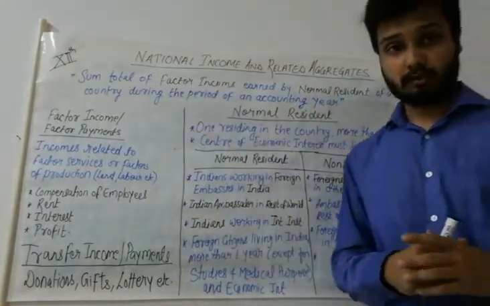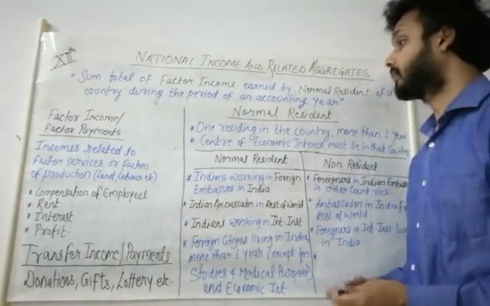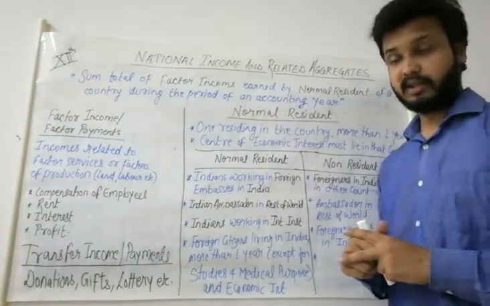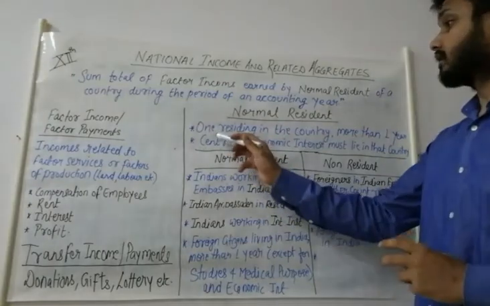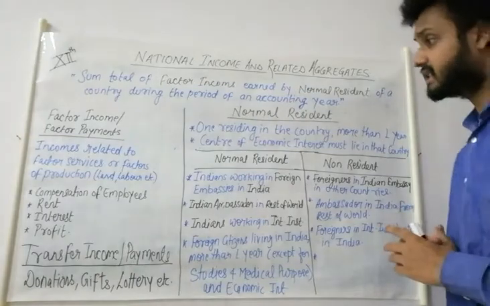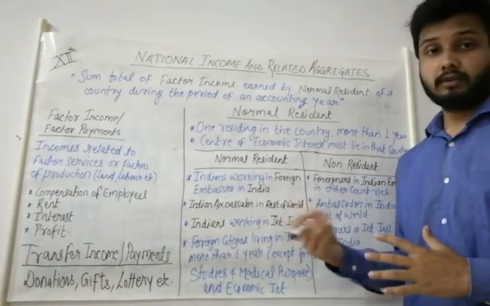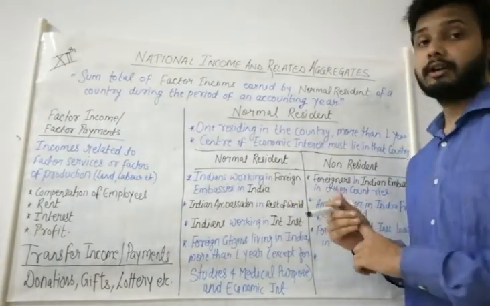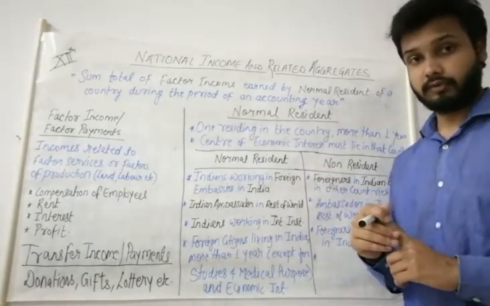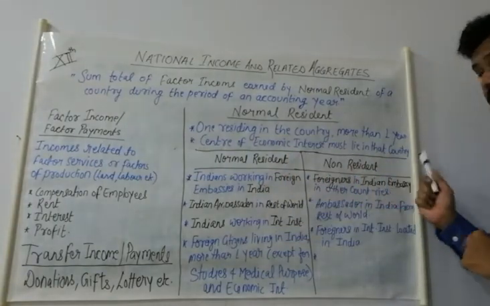Now we will see who is known as a normal resident of a country. For being a normal resident, two conditions need to be fulfilled. First, residing in the country for more than 1 year. It means that a person who is residing in a country for a period of more than 1 year will be termed a normal resident. But along with that, one more condition should be fulfilled: the center of economic interest must lie in that country.